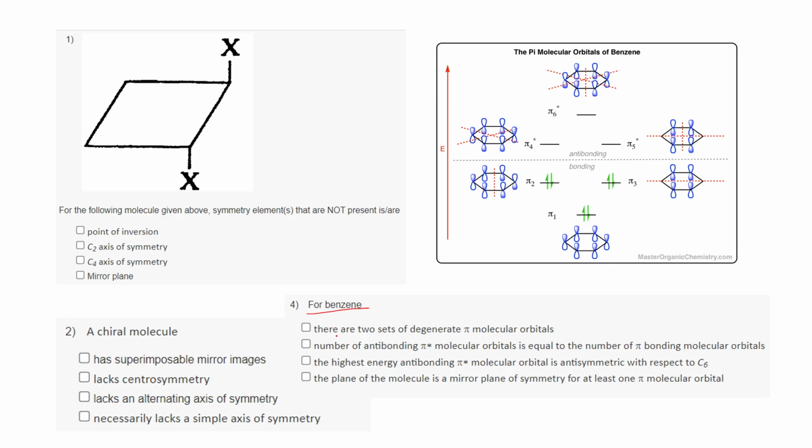So the options are: there are two sets of degenerate pi molecular orbitals. The second option is the number of antibonding pi star molecular orbitals is equal to the number of pi bonding molecular orbitals. The highest energy antibonding pi star molecular orbital is antisymmetric with respect to C6, and the plane of the molecule is a mirror plane of symmetry for at least one pi molecular orbital. So is this question clear?